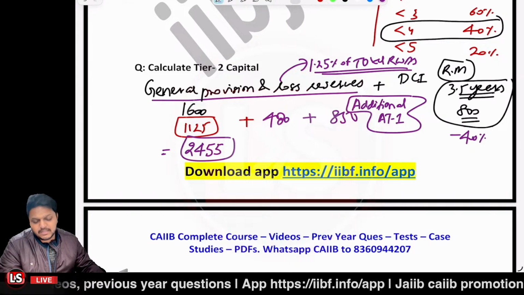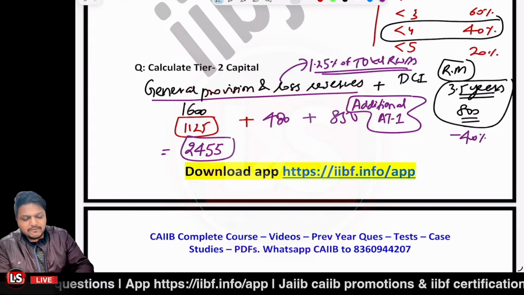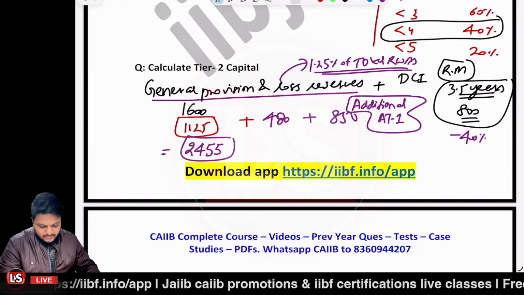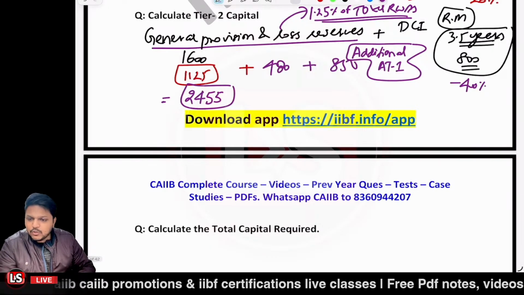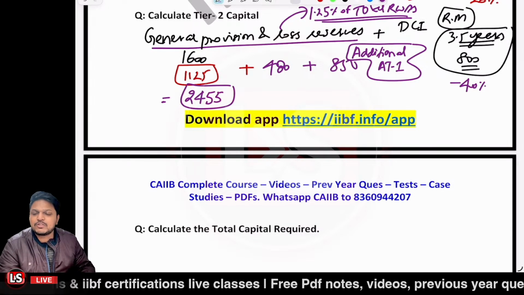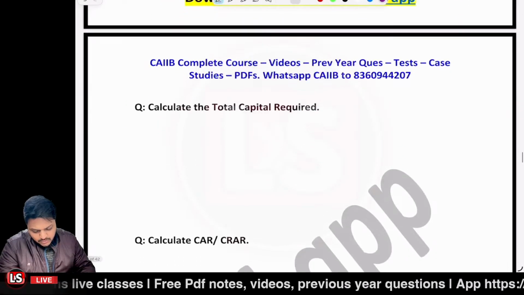So that is also not the case. Total tier 1 capital is equal to 1350 plus 6375. That is 7725. And that's not the case, right? So tier 2 capital is 2455, and that's all fine with us. But we need to check all the criterias. Okay. So that's the case.